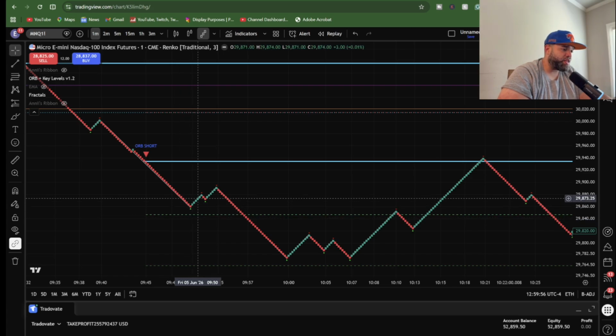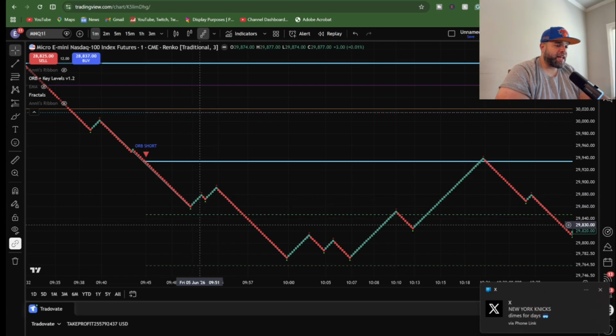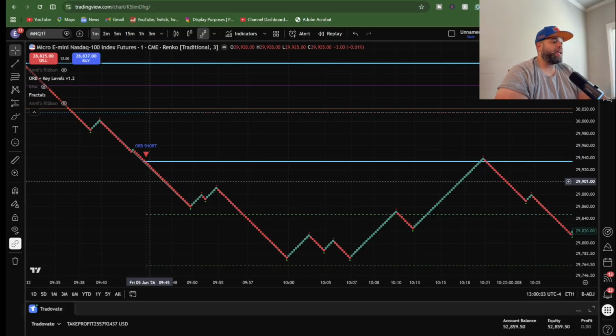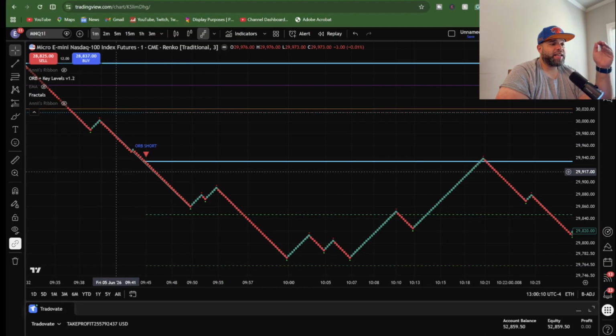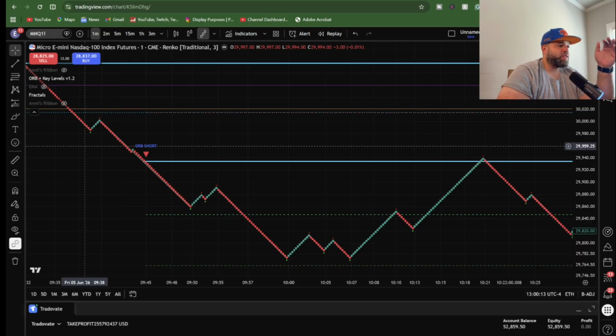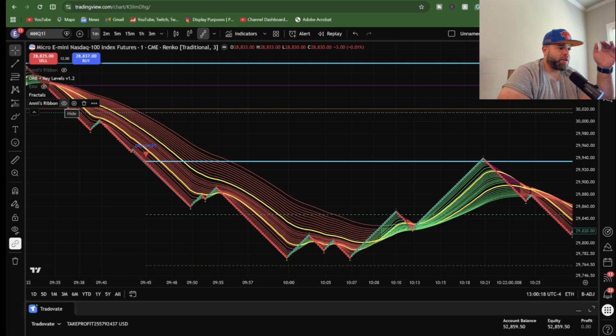But you see, the fractals came out here and showed an uptrend. Now, in hindsight, you do want to have another indicator, one you can turn on and off, just so you can see exactly what the strength of the trend is. So I've got these EMA ribbons. Every once in a while, I'll turn this bad boy on and it shows me exactly how strong the trend is. The wider these bands are, the stronger the trend is.